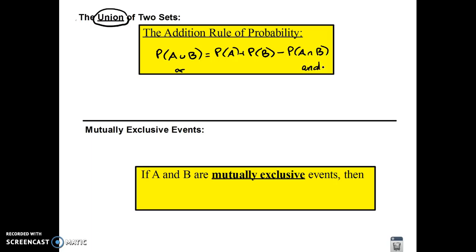And this is what you're doing on the Venn diagram when you add up all the numbers in one circle plus all the numbers in the other circle. It's counting that overlap twice. So you subtract it once so that one counting of it will remain.